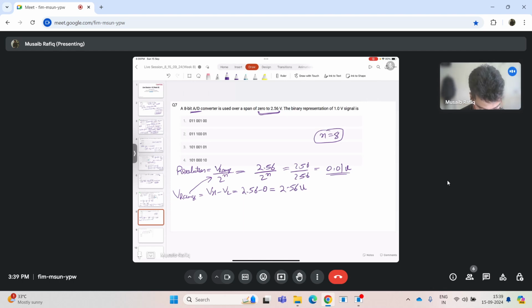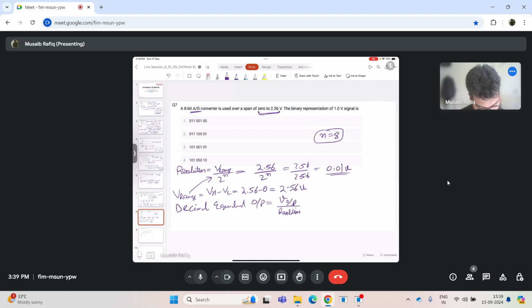Now your output binary representation, the decimal equivalent of output is equal to V output by resolution.